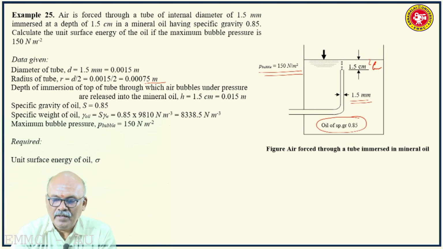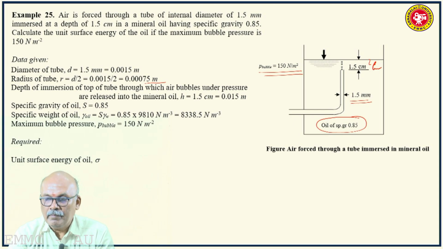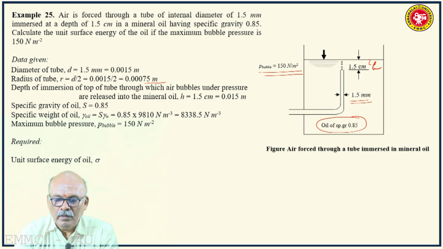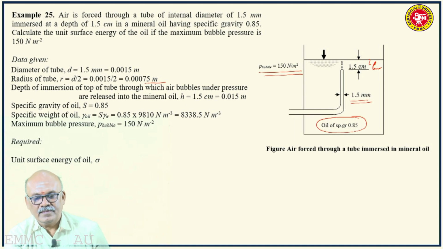Specific gravity of oil is given 0.85. Specific weight of oil will be specific gravity multiplied by specific weight of water, a standard liquid, 9810. So you get 8338.5 Newton per meter cube. Maximum bubble pressure is 150 Newton per meter square. You are asked to find out the unit surface energy of the oil.